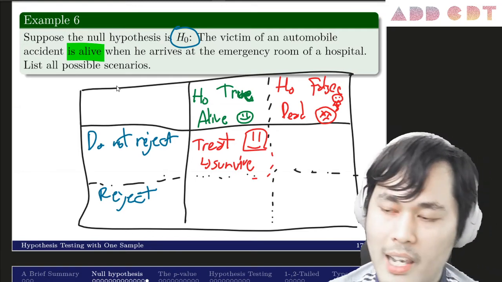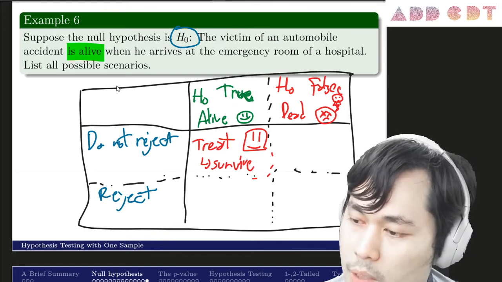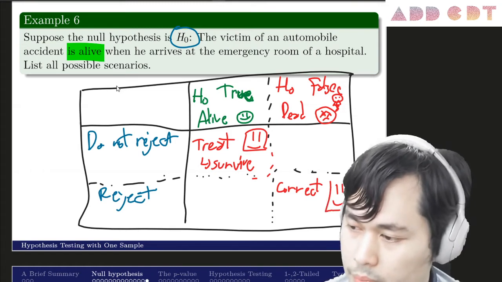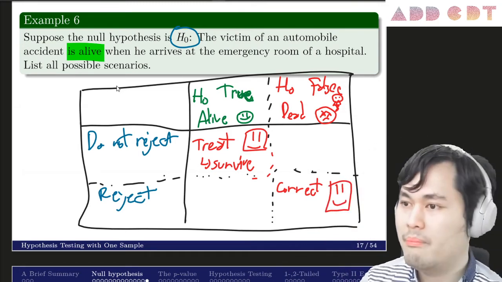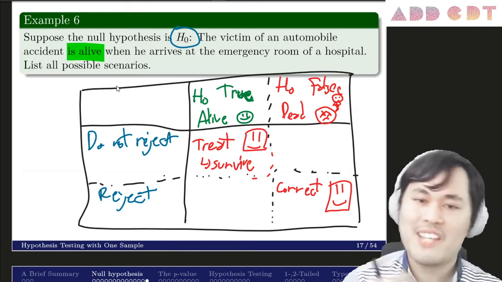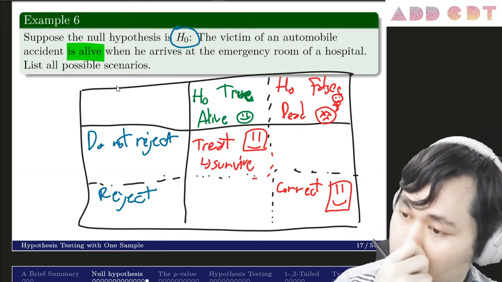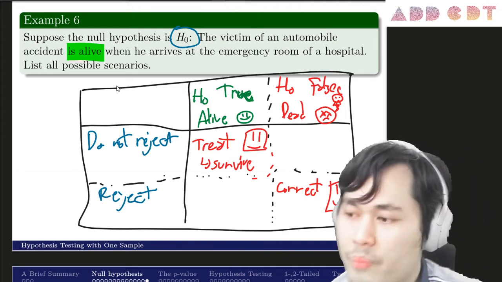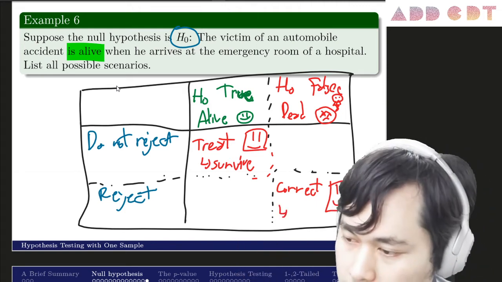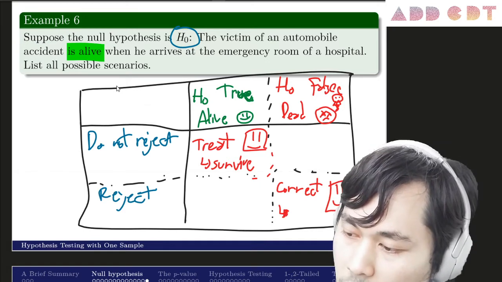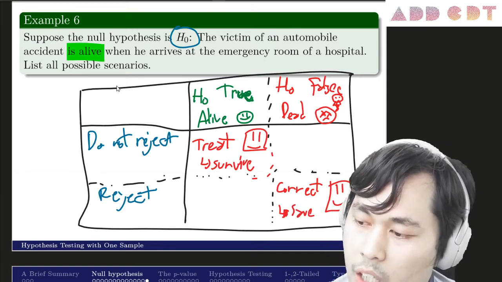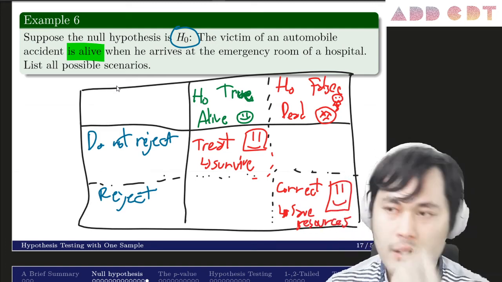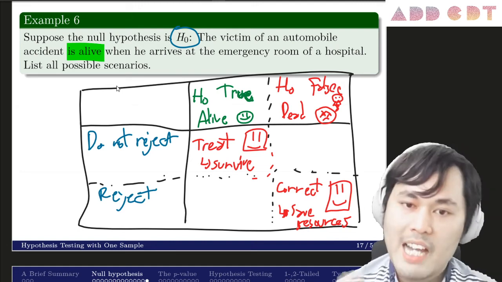On the other hand, if he's dead and we reject, which means we do not believe that he is alive, in this case we make a correct decision. If he's dead, maybe his head is not attached to his neck or whatever, then we can say, okay, he's dead, so let's move his body to somewhere else. That means we make a correct judgment, and of course we save resources, both in terms of medical resources and time for doctors.